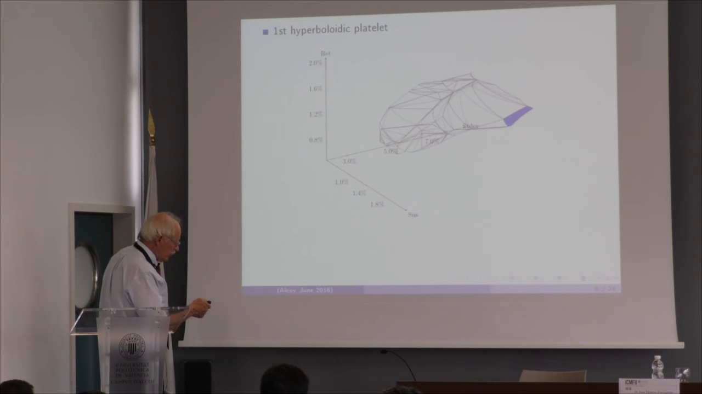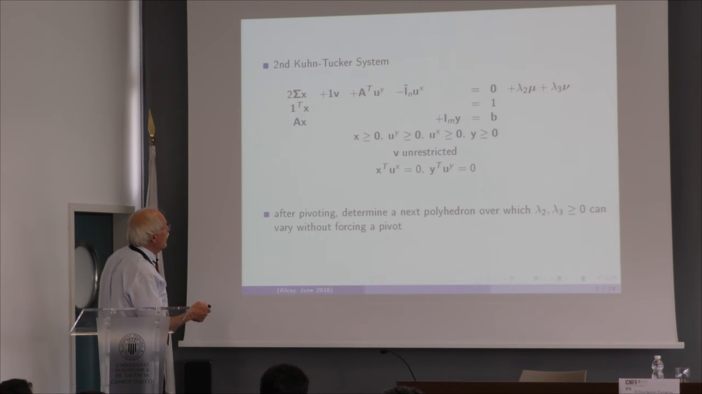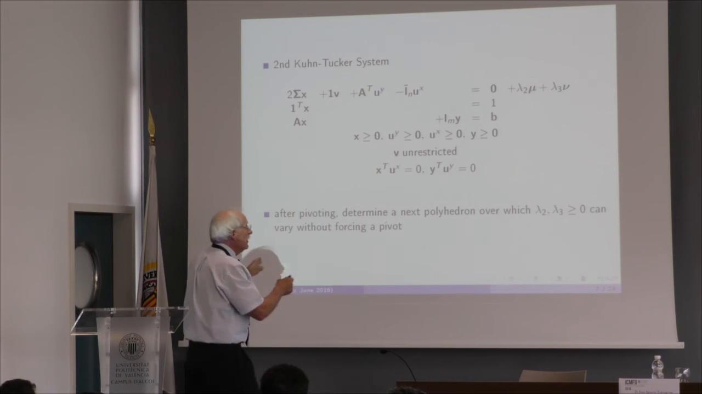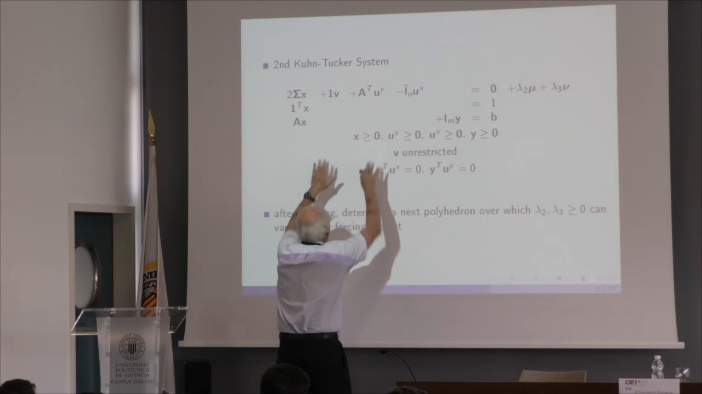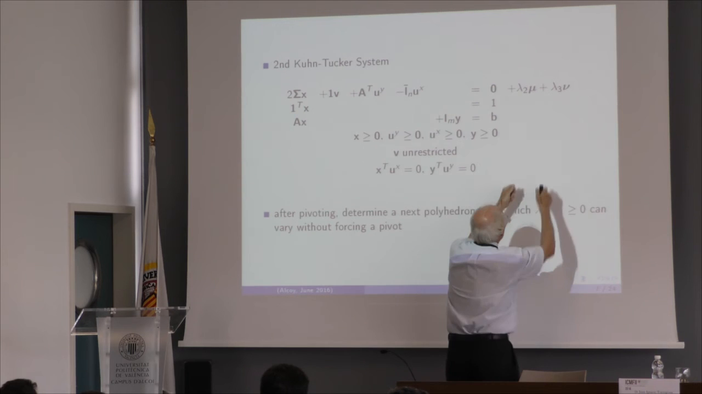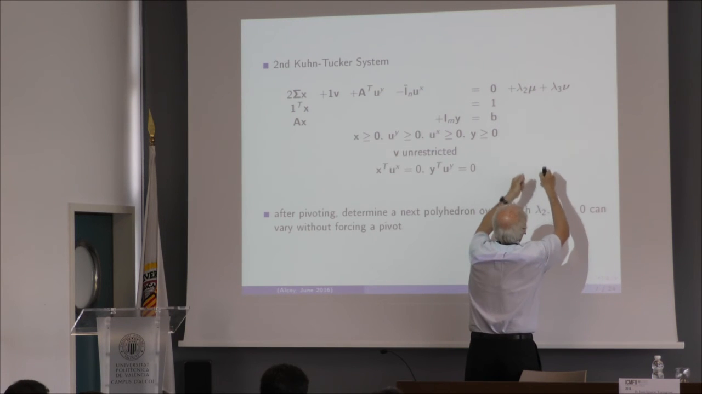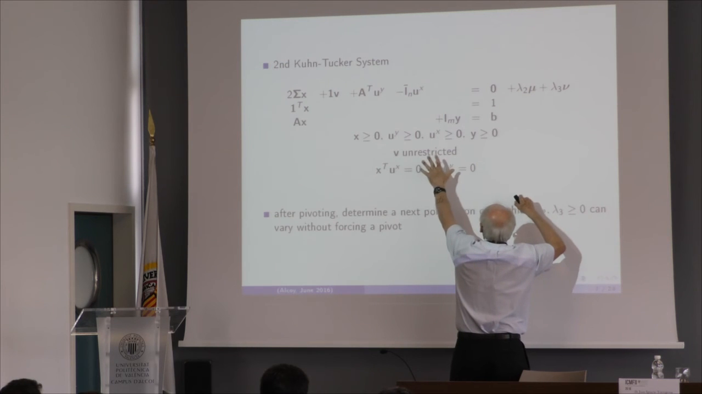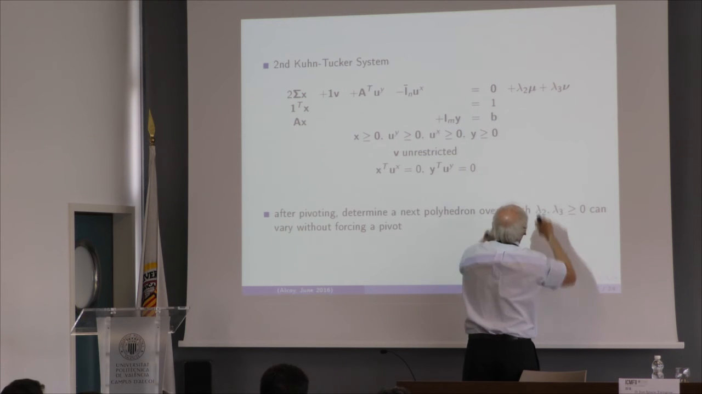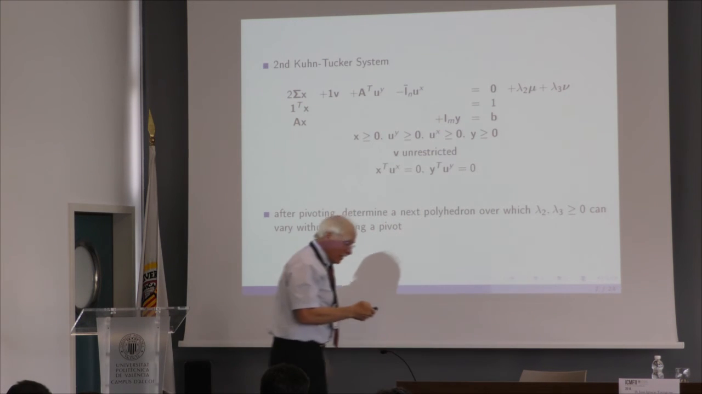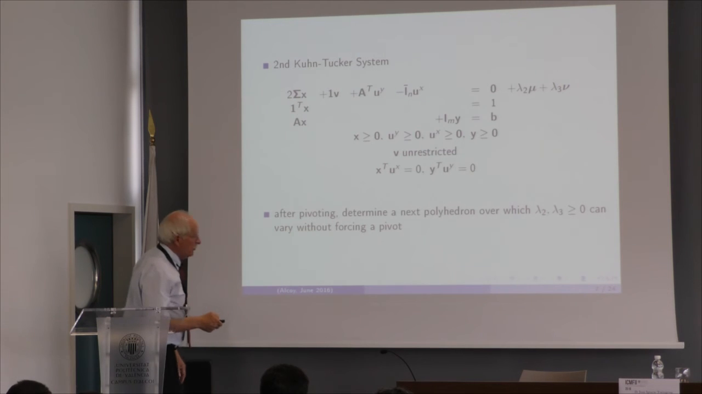All right. So now I want to figure out another platelet. So it's the same routine. Here's the Kuhn-Tucker conditions again. And now, since I've pivoted, the numbers are slightly different over here on this side. And now that I pivot, I'm trying to figure out how much can I change lambda 2 and lambda 3 and still stay feasible over here? And so I extract that information out of these Kuhn-Tucker conditions.